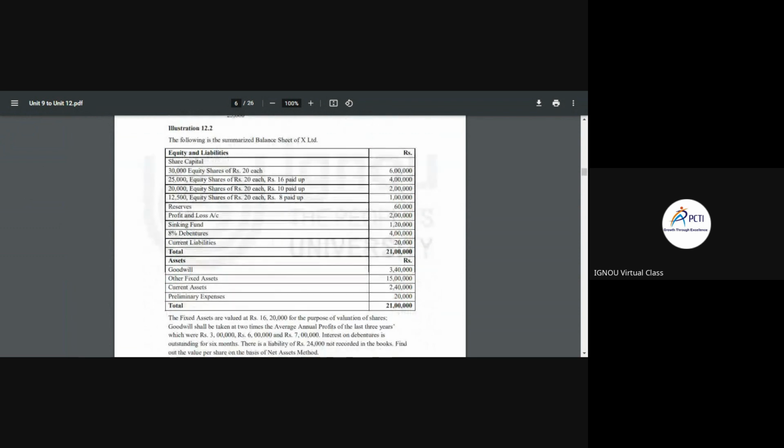Again, we have an illustration. First of all, we have the equity and liability. Then we have assets. Then its total. The fixed assets are valued at rupees 16,20,000 for the purpose of valuation of shares. Goodwill shall be taken at 2 times the average annual profit of the last 3 years, which were 3 lakh, 6 lakh, and 7 lakh. Interest on debenture is outstanding for 6 months. There is a liability of rupees 24,000 not recorded in the books. Find out the value per share on the basis of net asset method.